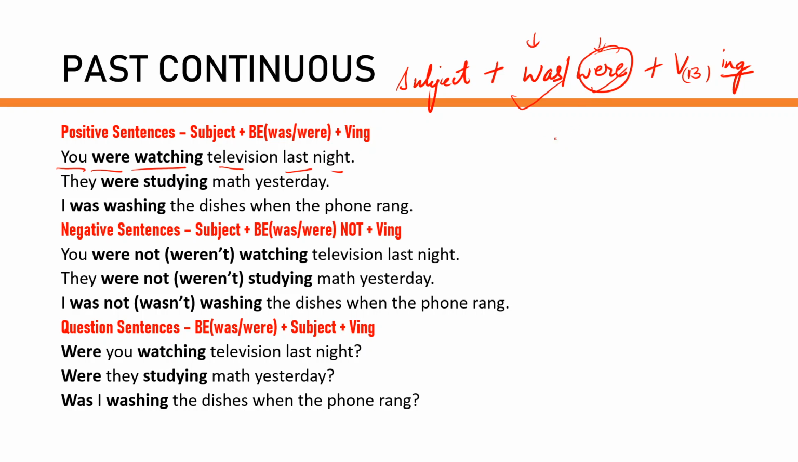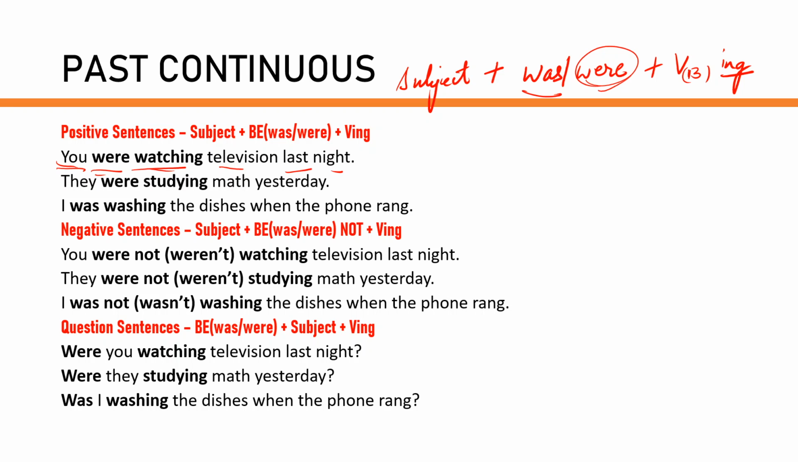Now what to do with you? You is treated as plural, because you is also used for one person and also used for more than one person. Even if you are addressing a group, you can say you come here. So even if you are saying it to 4-5 people, you come here. So you is counted in plurals here. So with you, always remember you will use were. That is why we have you were watching television last night.